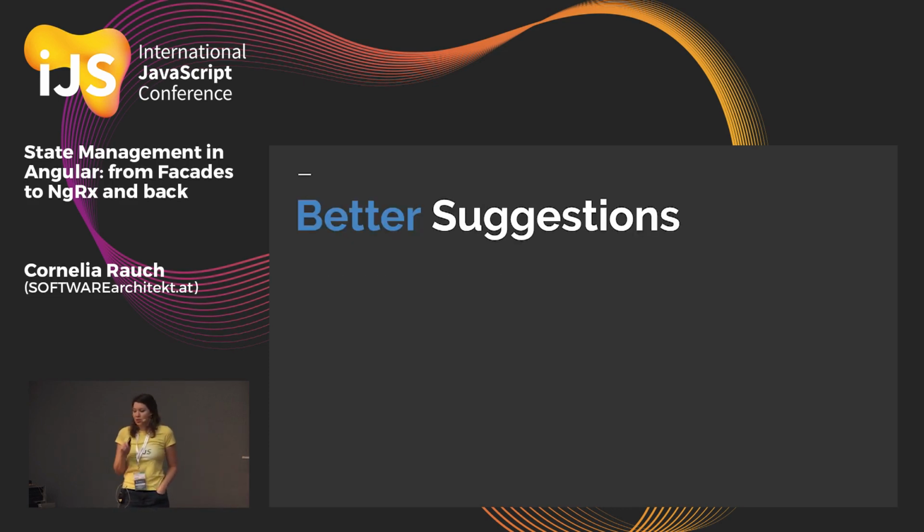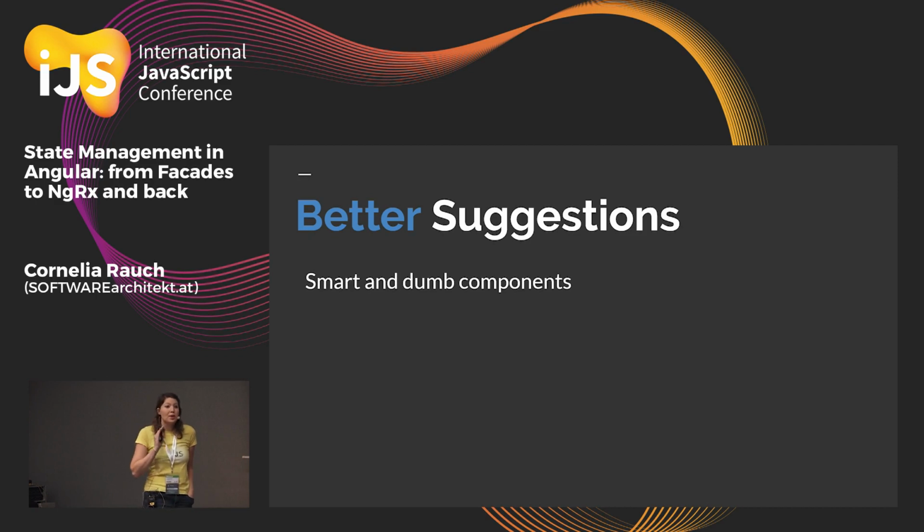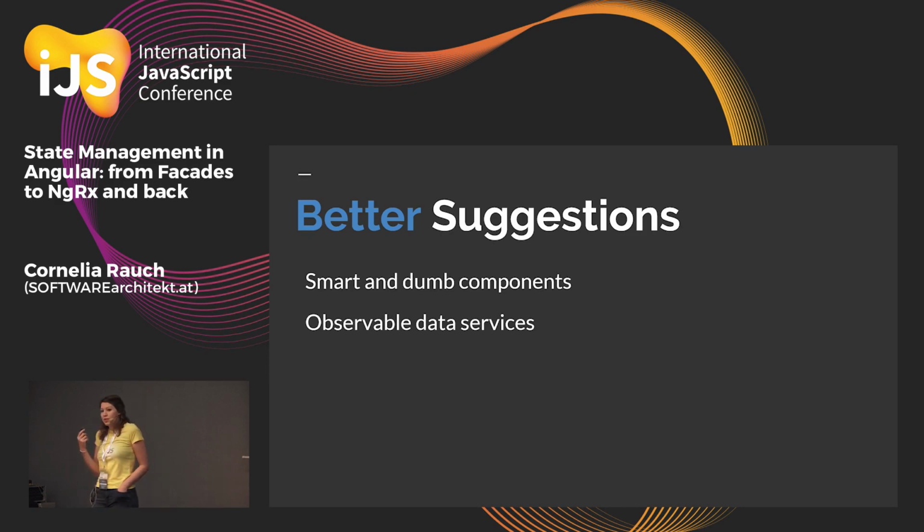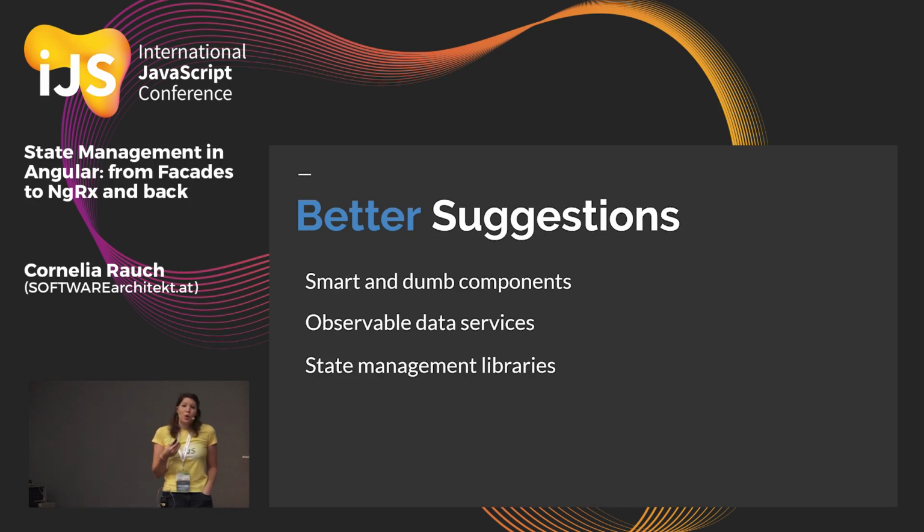So here are some better suggestions for what you can use to manage state in your Angular application. You should consider the concept of smart and dumb components to think of where your state should live and where you should manage your state. Then you should also think about using services for managing state, like an observable data service. Here in Angular, we have the library RxJS, and we can use it to store our data with certain subjects. And then we can use some third-party libraries to manage state. I'm going to talk about one third-party library we can use to manage state, which is going to be NgRx, but there are also many others out there.